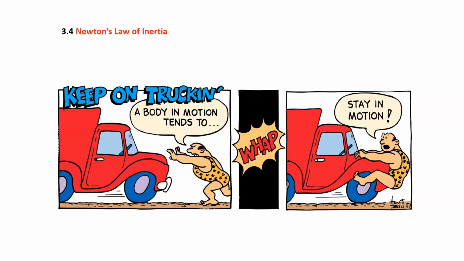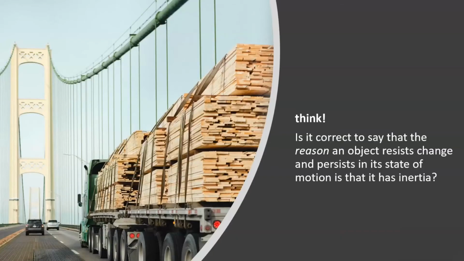Similarly, if an object is already in motion, then it's going to tend to stay in motion. And if you try to stop it in the manner of this person, that truck is going to have a lot of inertia because it has a lot of mass, and you have a lot less mass, so don't try this. Is it correct to say that the reason an object resists change and persists in its state of motion is that it has inertia? Ask yourself that, and the answer is yes.